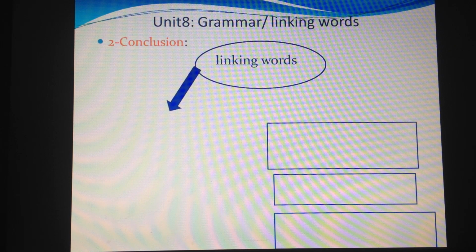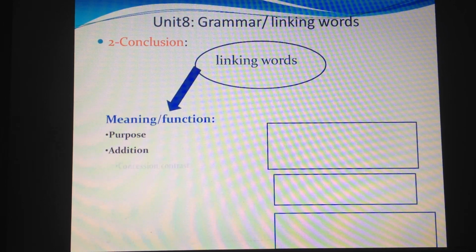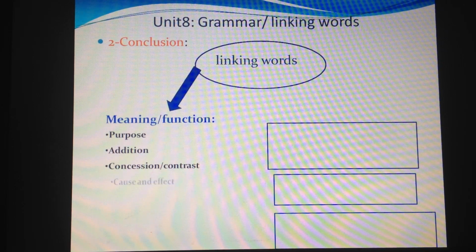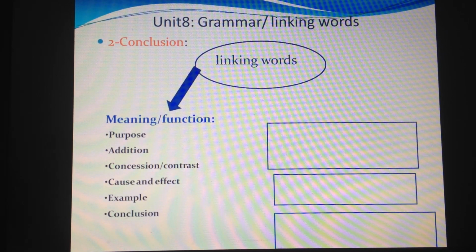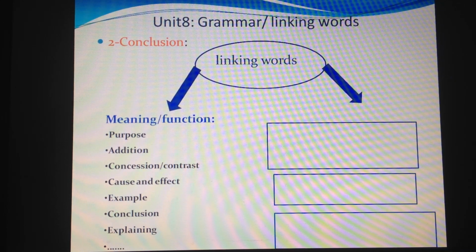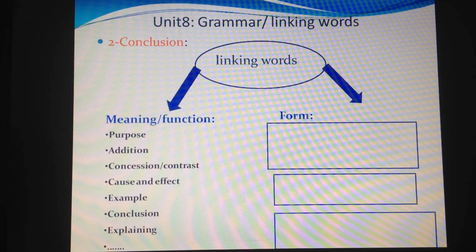Now, conclusion from this lesson. For the linking words, we have to be careful about two things: the meaning of the sentence and the function. Is it purpose? Is it addition? Is it concession and contrast? Is it cause and effect? Is it example, conclusion, explaining, etc.? So this is the starting point. Decide on the meaning of the sentence. And then look carefully at the form of the sentence. Each linking word is used in a different form.